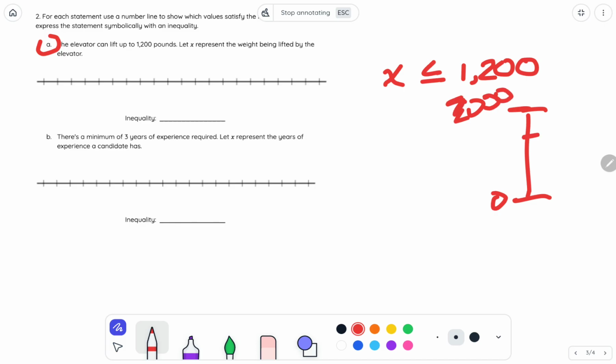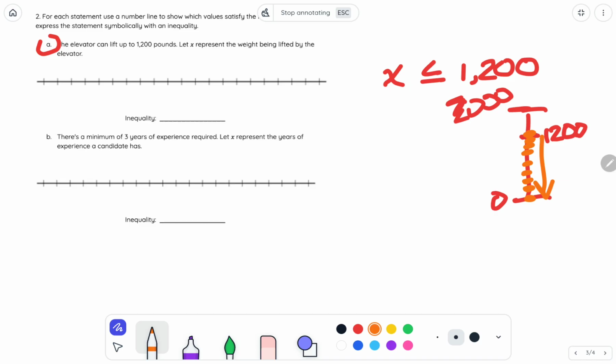And in here we have a value of 1,200 pounds. The elevator can be at 0. It could be at 1, 2, 3, 100, 200, 300, 400, 500, 600. It could be at 1,000. It could be at 1,200, but it can't be at anything more than that. It can't be at 1,300 pounds. So it's everything that is 1,200 pounds or less.